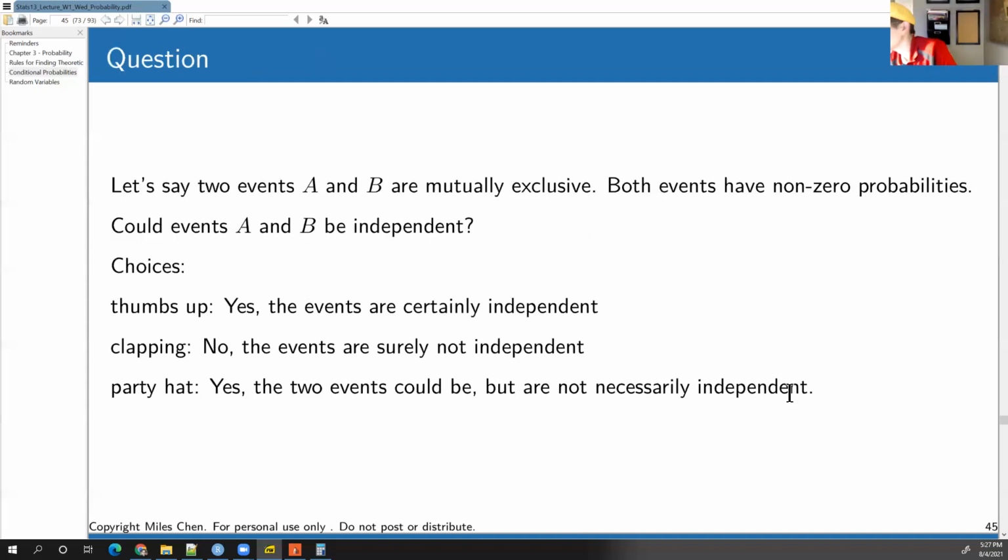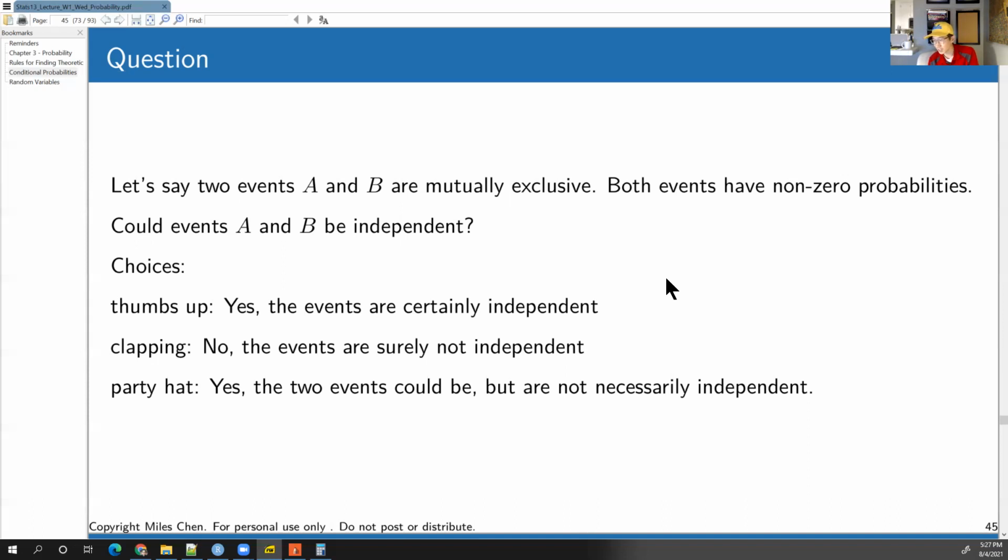All right, so here is a question. I want you to think about your answer here, and then we'll go over the solution in a moment. Imagine two events A and B, and we are going to say that these events A and B are mutually exclusive. They both have non-zero probabilities, and the question is: if you have two events that are mutually exclusive, could these events be independent? Your answer choices are: yes, the events are certainly going to be independent; or no, the events are certainly not going to be independent; or the events could be, but are not necessarily, independent.